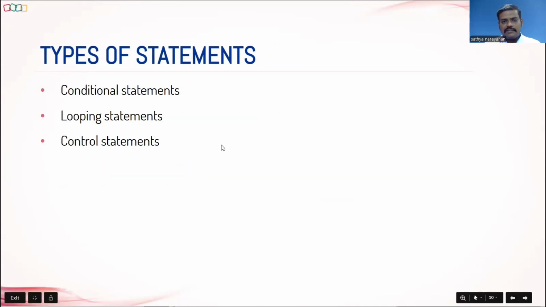There are three types of statements. The first one is conditional statements, the second is looping statements, and the third is control statements. Conditional statements are if and else statements. Looping statements are for, while and do while, along with control statements.